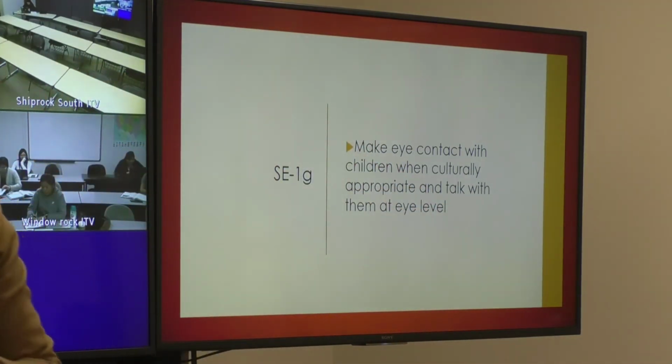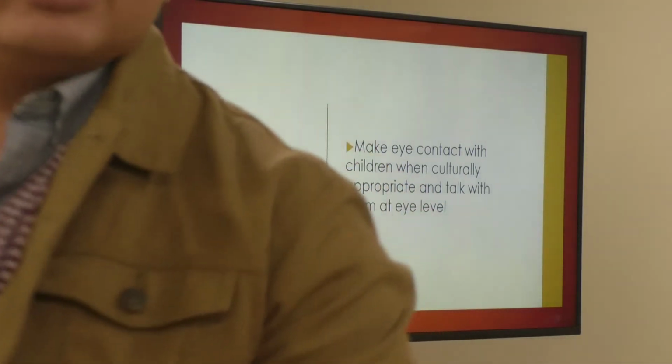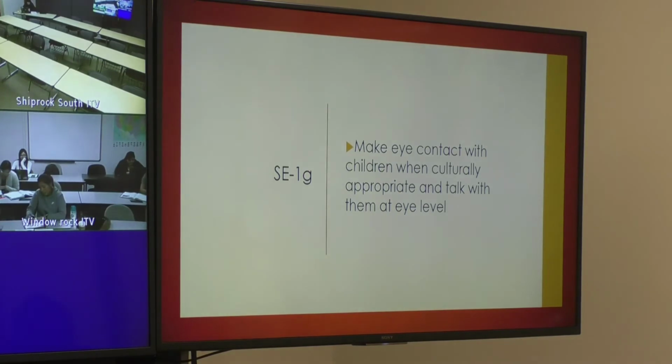So making eye contact. It's crucial. But again, you're also looking at the cultural aspect. The cultural interpretations.